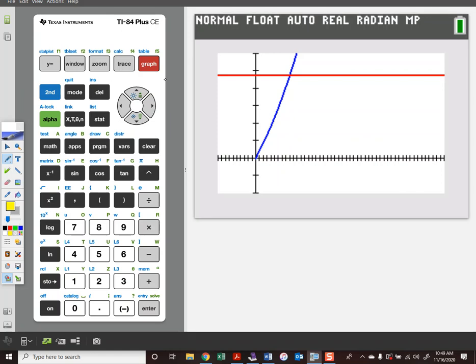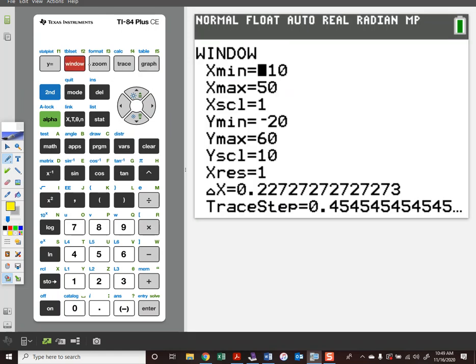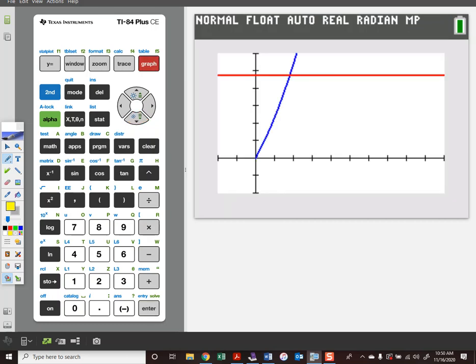And I'm going to describe how I made it look like this. I made sure that when I hit the window button, the y maximum was over 48. So I just picked 60. I made the scale count by tens just so I could see some tick marks. My x scale, I wasn't really sure how far I'd have to go, so I made the x max 50, and I just hoped that would be far enough. And the scale really does not matter too much. If you want to see more tick marks, you can count by 5s or 10s. Now here's my graph.